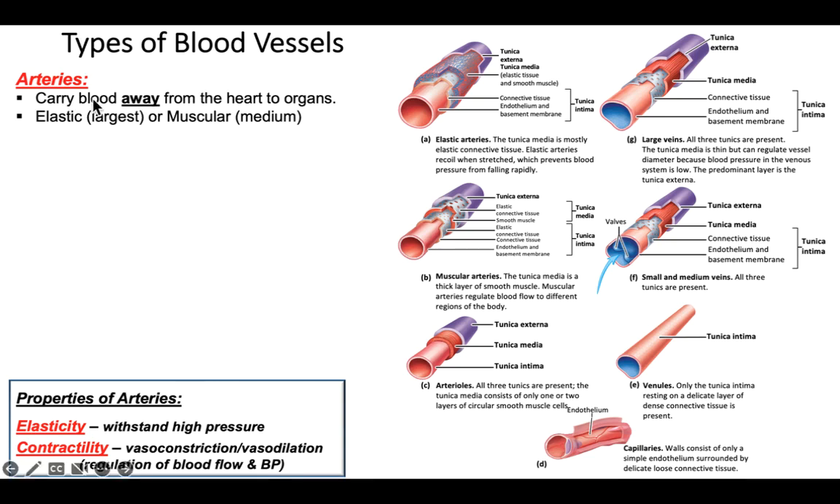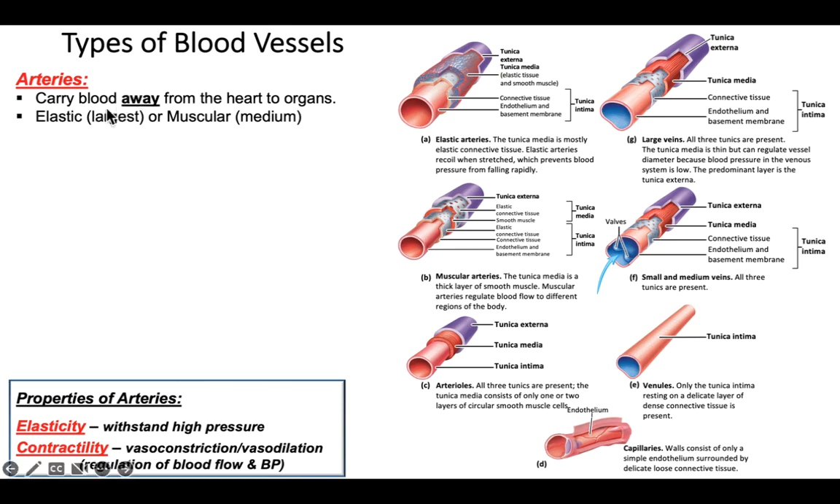We know the function, carry blood away from the heart. There's two general types of arteries. The ones closest to the heart are getting that extreme change in blood pressure. So they're known as elastic arteries. They need to have more elastic connective tissue to withstand that fluctuation in blood pressure. So a good example of an elastic artery would be the aorta, because it is closest to that source of pressure being the left ventricle.